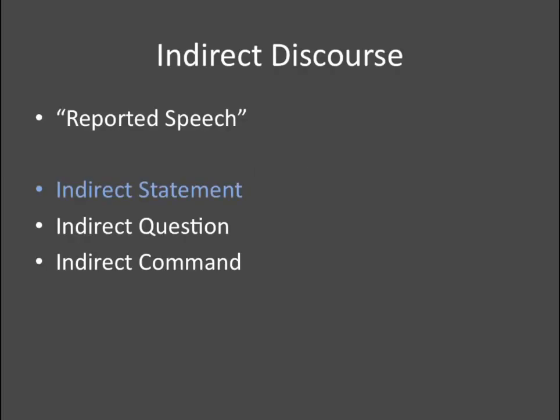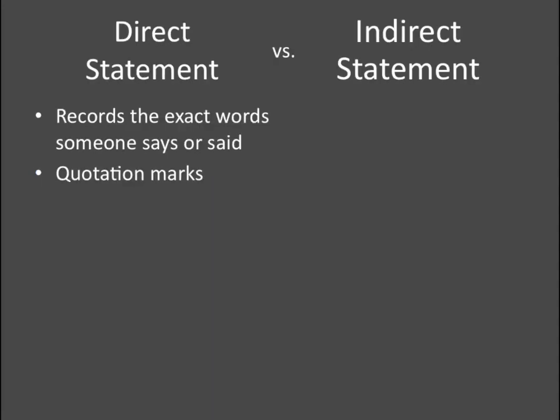Indirect statement is one of the three kinds of indirect discourse or reported speech. An indirect statement is related to a direct statement. So what is a direct statement? A direct statement records the exact words that someone says or said. In writing, you will see quotation marks around direct quotations. For example, the boy says, "The slaves are in the kitchen."